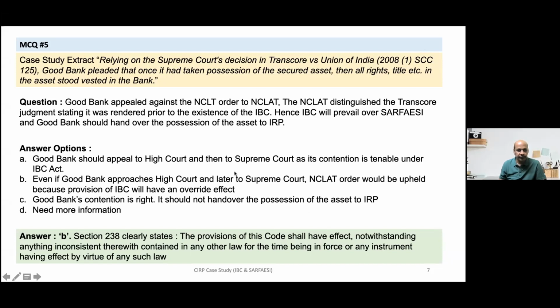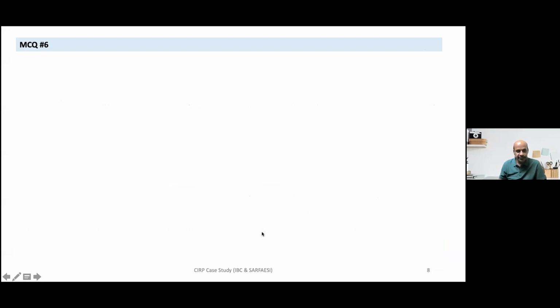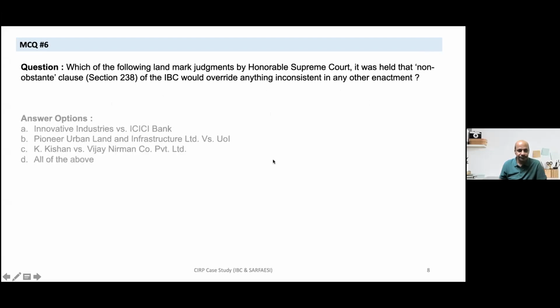Okay. I'll move to the next question, number 6. Now, this question is a little more generic than the case study, but it is again with reference to section 238. In which of the following landmark judgments did the Honorable Supreme Court hold that the non-obstante clause, section 238 of the IBC, would override anything inconsistent in any other enactment? Innovative Industries versus ICICI, Pioneer Urban Land and Infrastructure, K. Kishan versus Vijay Nirman, or all of them.